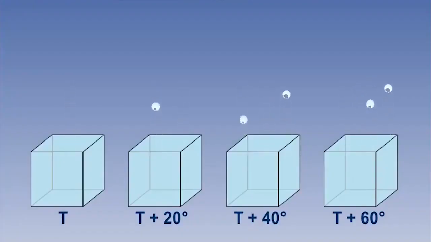Evaporation from a water surface will occur at any temperature above absolute zero, minus 273 degrees Celsius. But the rate of evaporation increases as the temperature increases. This is because as temperature increases, the water molecules have more energy and are more likely to change state.